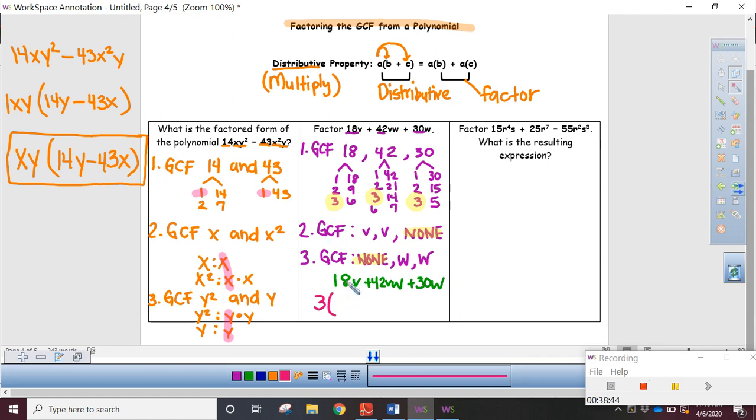So if I take out a 3 from the 18, that leaves me with a 6, because 18 divided by 3 is 6. Now I can just leave the v. I can leave the plus sign. Now the 42, if I take out a 3 from the 42, that leaves me with 14. And then we have vw. And then the last term, if I take out a 3 from the 30, that leaves me, and I went ahead and made a mistake here. 3 times 5 is not 30. 3 times 5 is 15. So let me make that correction here. That actually should be a 10. 3 times 10 is 30.